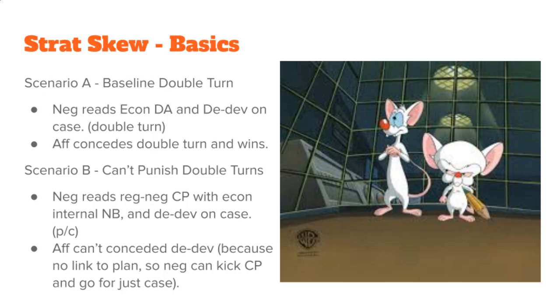And so you can't really concede the DDev argument and say the counterplan solves econ more, thus vote AF, because they can kick the counterplan because the net benefit just links to the counterplan. It doesn't link to the plan. And now there's nothing left and you've conceded DDev and you've lost the debate.